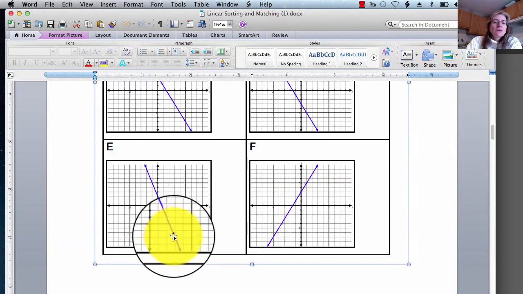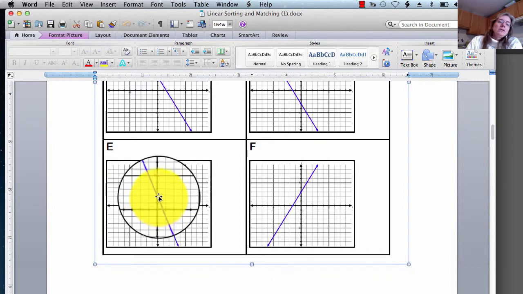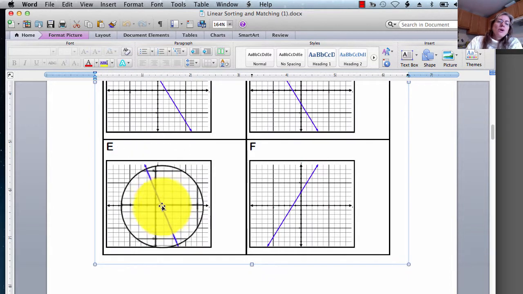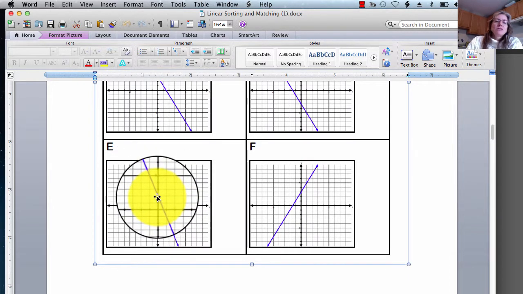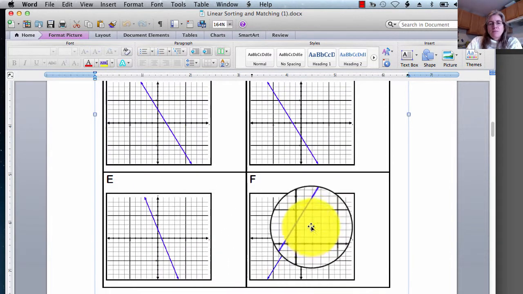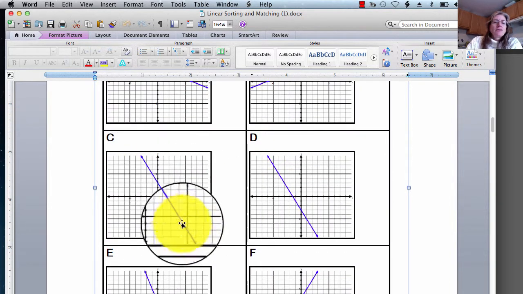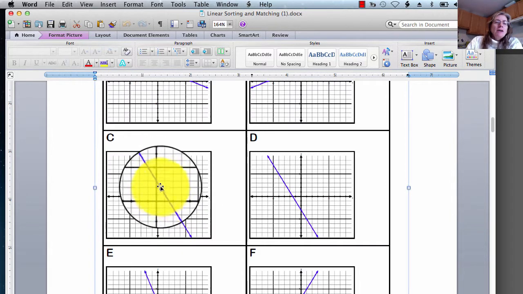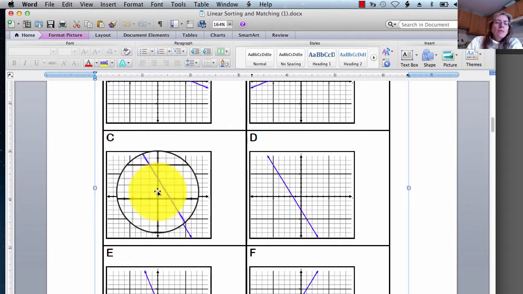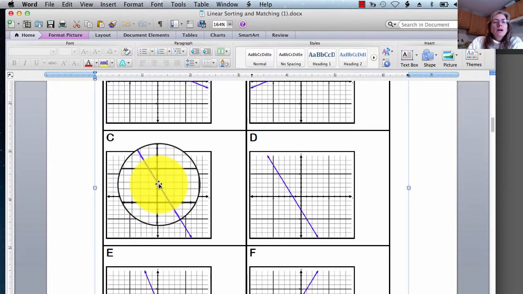This has a negative slope, and the line crosses the y-axis here, which is a positive 2. So it's not that line. This line has a positive slope. This has a negative slope. The line crosses the y-axis at 1, 2, 3. So that's a positive y-intercept. So it's not that graph.